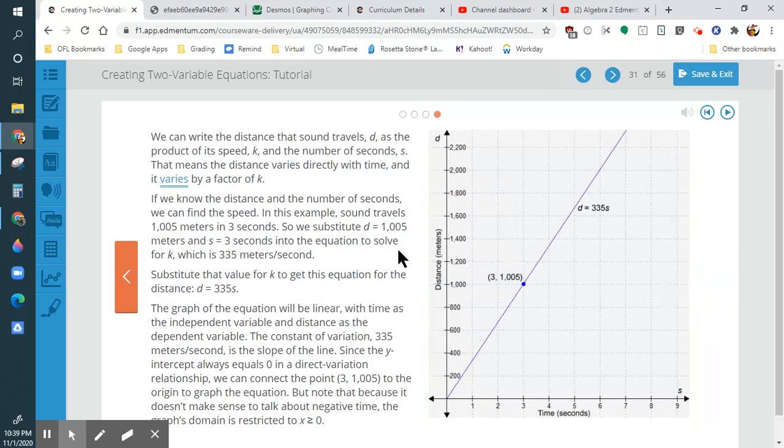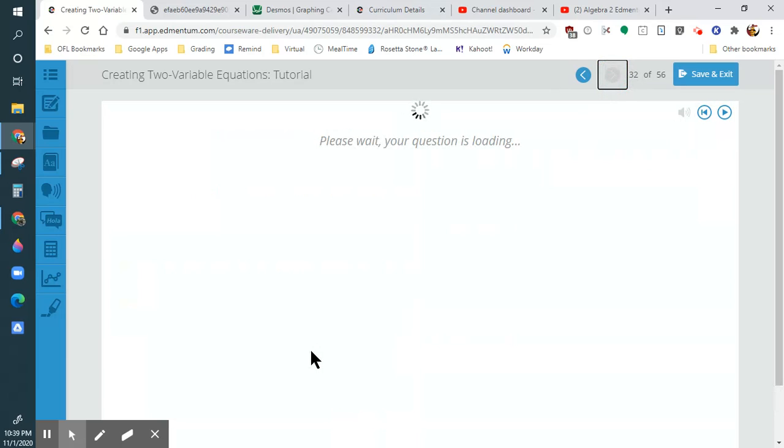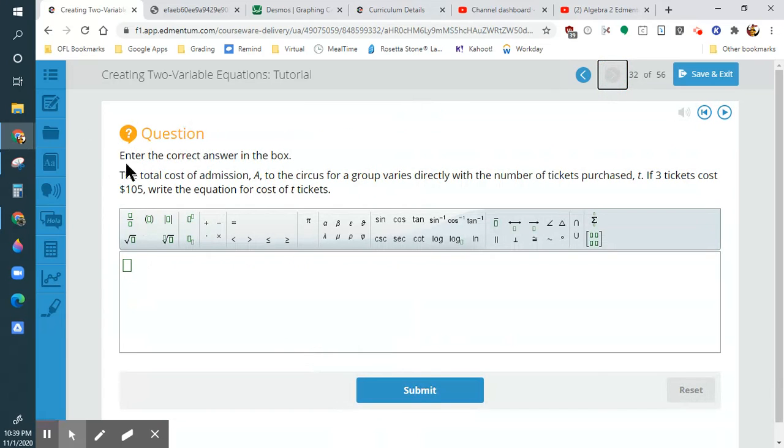All right, let's get into practice for it. And again, at 0, there's no b. So here we're going to figure this out: the total cost of admissions to circus A. So we're trying to find admission.